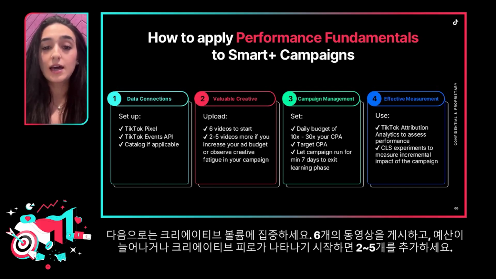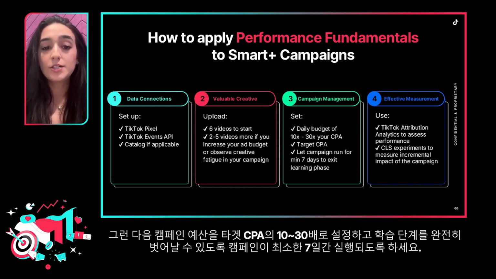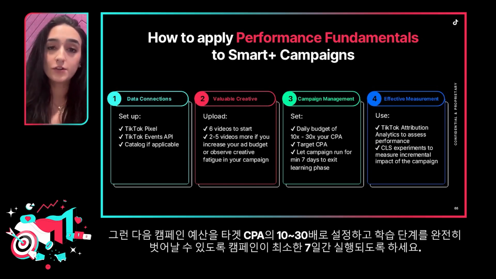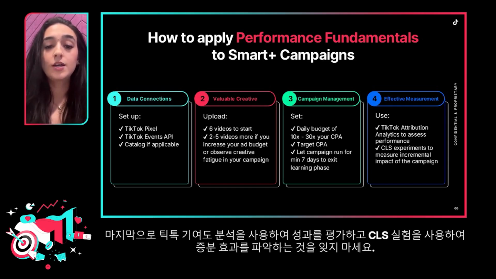Launch 6 videos and add more, about 2 to 5, if you increase your budget or start seeing signs of creative fatigue like dwindling click-through rate or watch times. Then, set your campaign budget 10 to 30 times your target CPA and let your campaign run for at least 7 days so it can fully exit the learning phase. Finally, when it comes to measurement, don't forget to use TikTok attribution analytics to assess performance and a conversion lift study to understand your incremental impact.